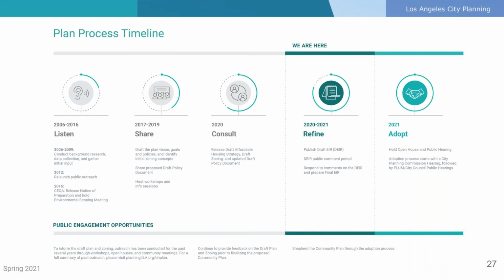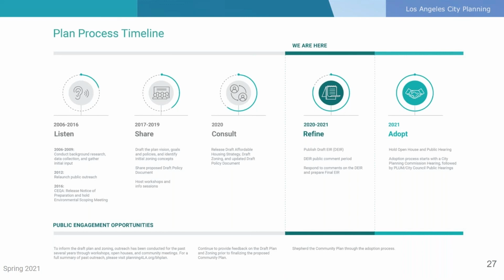The timeline here shows our current phase and our next steps. Last September, City Planning released the updated community plan document along with the draft community benefits program and draft zoning for Boyle Heights. In the coming months, we will release a draft EIR, which is the environmental review of the potential environmental impacts of the proposed plan.